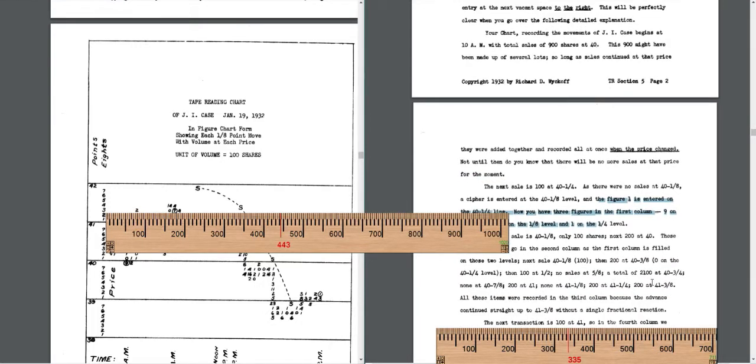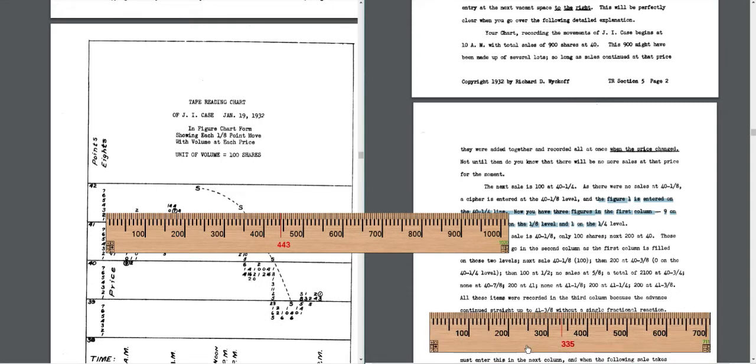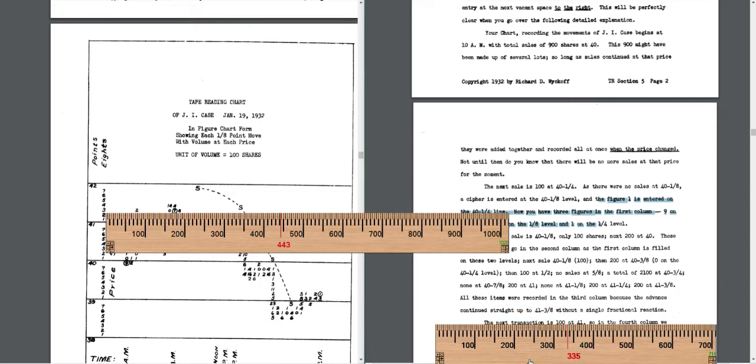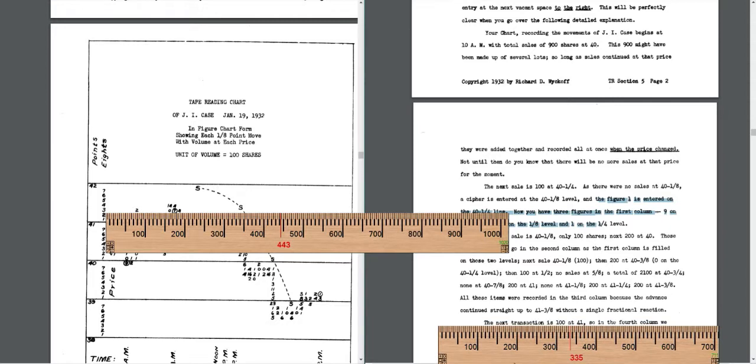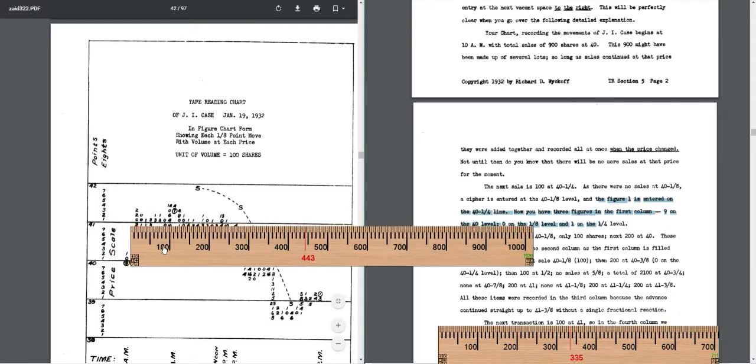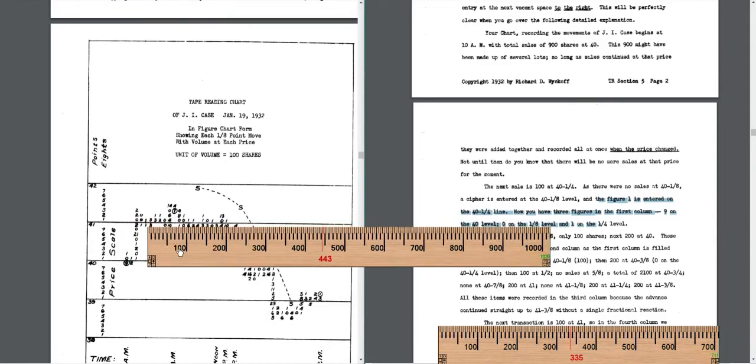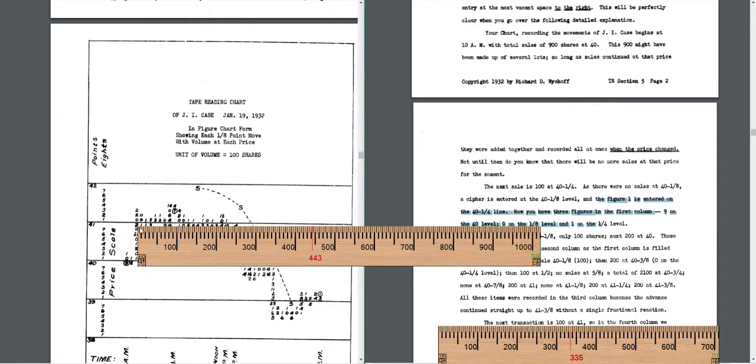Alright, so I don't want to go through every single print until he mentions anything important. But the bottom line is you're just putting the number there. Okay. All these items were recorded in the third column because the advance continued straight up without a single fractional reaction. The next transaction, 100, is at 41. 41, right there.